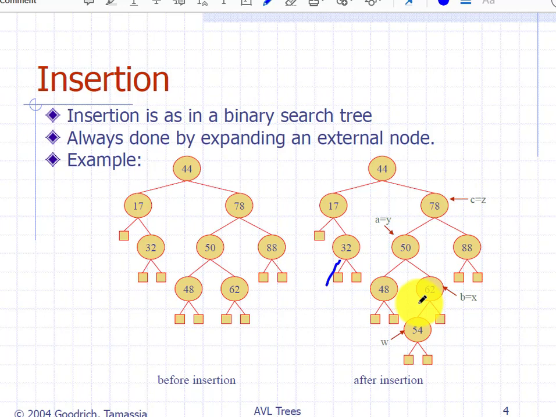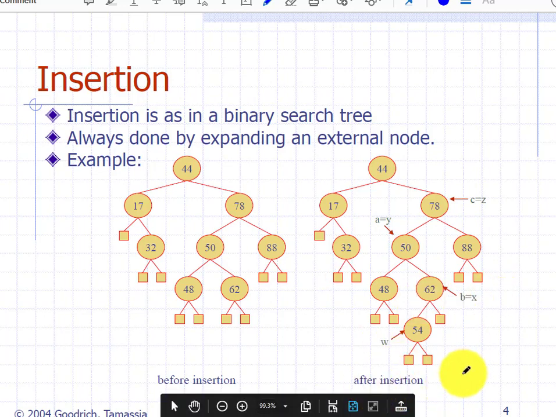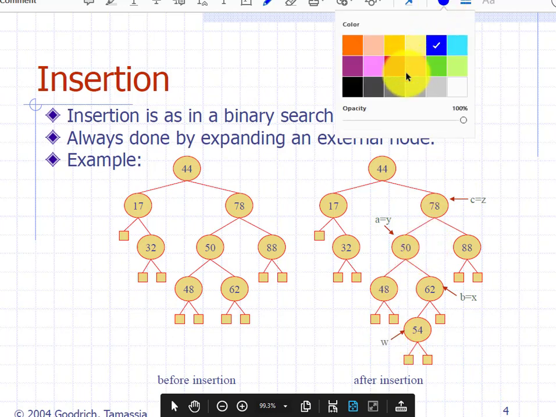So 54 will end up on this side of the tree. And what we will need to do now is check if the tree is height balanced. So let's do that. We start here. Well, first thing to do is to find the heights of every node.